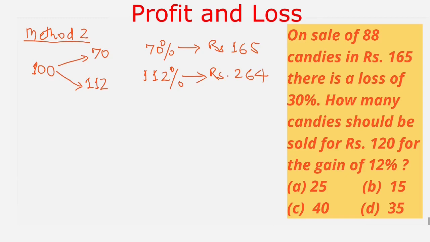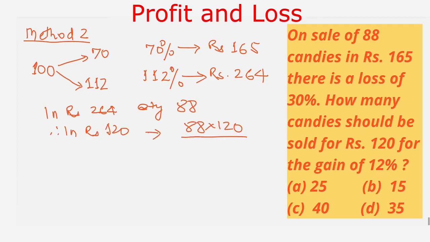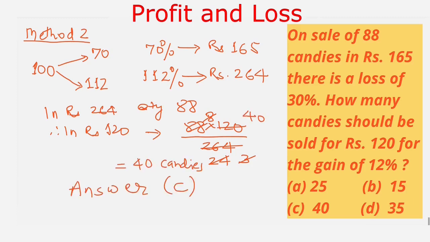Now we can calculate the number of candies for rupees 120. For rupees 264, the quantity of candies is 88. Therefore, for rupees 120, the quantity we can calculate is 88 multiplied by 120 divided by 264. 11 divides 264 for 24 times and 88 for 8 times, and 8 cancels 24 for 3 times, and 3 divides 120 for 40 times. So this is equal to 40 candies. And from the given options, our answer is option C.